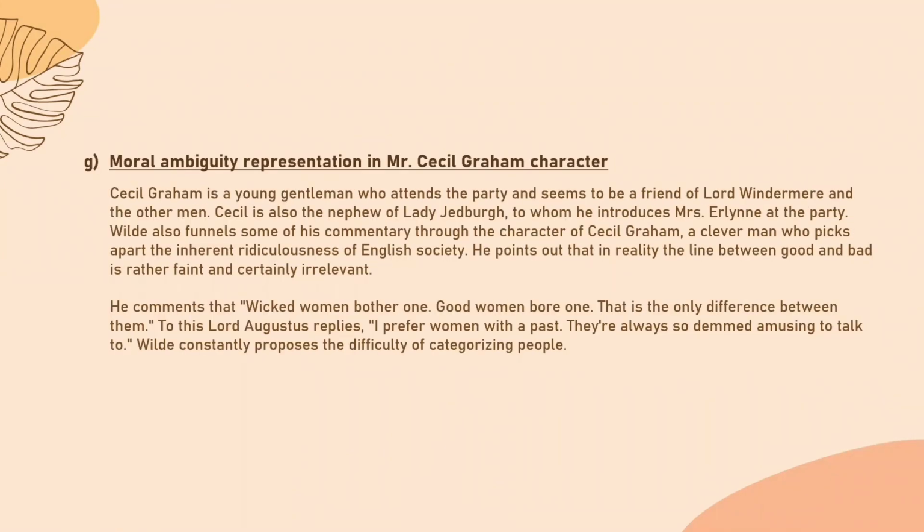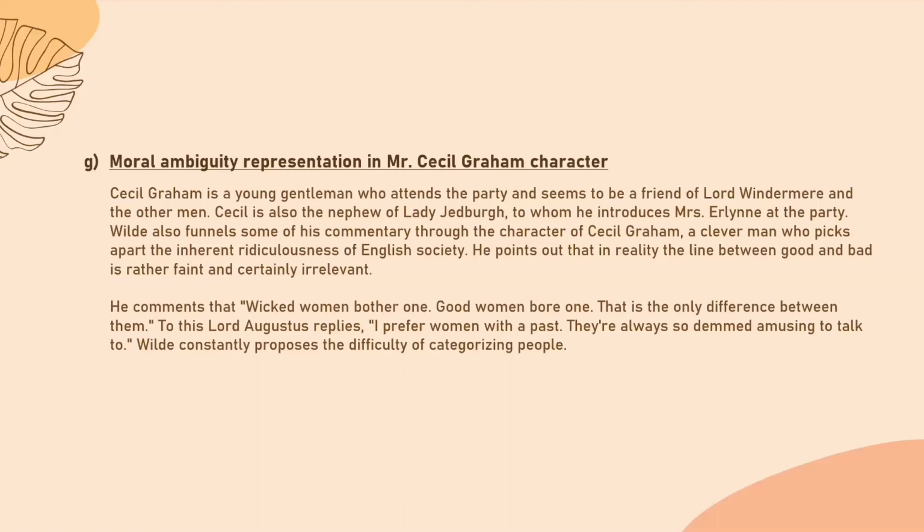So, in part G, moral ambiguity representation in Mr. Cecil Graham's character. Cecil Graham is a young gentleman who attends the party and seems to be a friend of Lord Windermere and the other men. Cecil is also the nephew of Lady Jedburgh, to whom he introduced Mrs. Erlynne at the party.